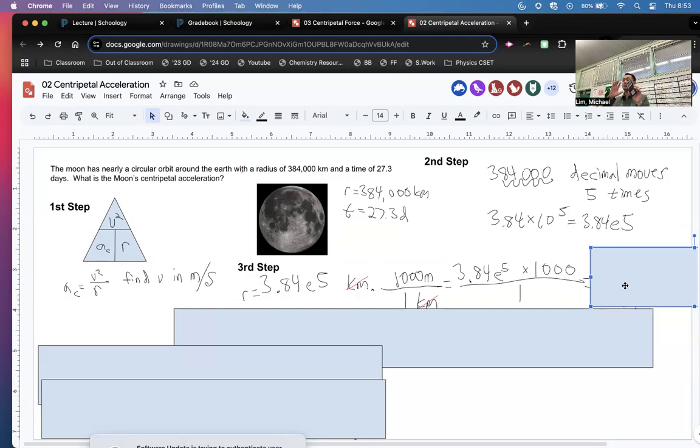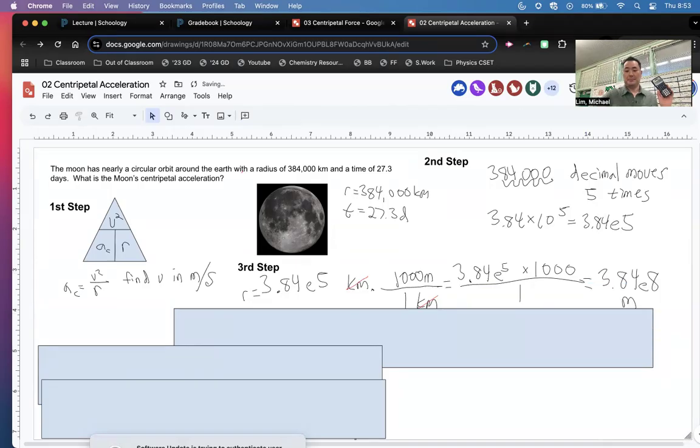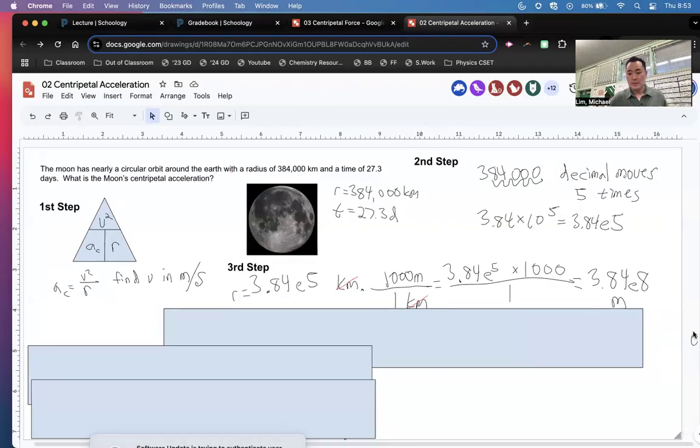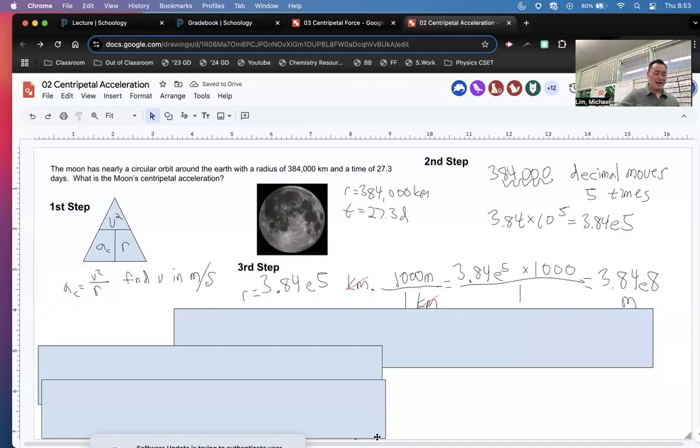So yesterday, period four, switched the mode of everyone's calculators so that the answers will always be times 10. So now you know what to write. That's our meters. We just found R as 3.84 times 10 to the 8. But the shorter way than that is E8. So that's our R.